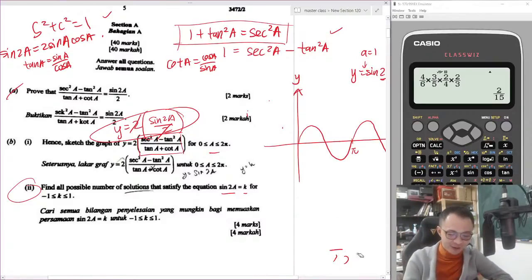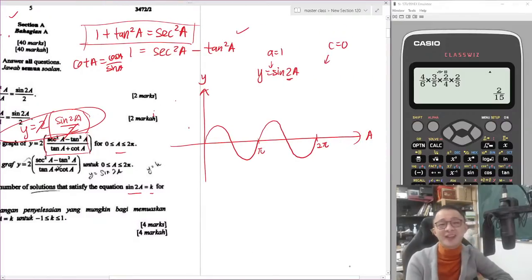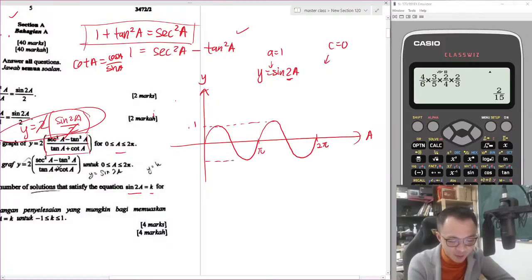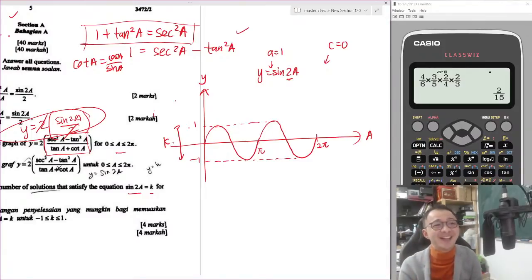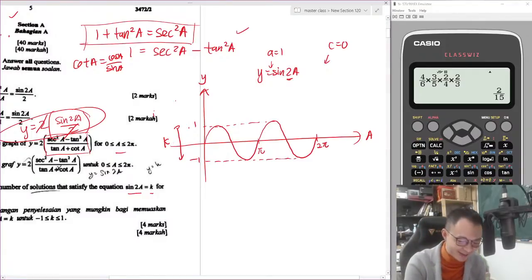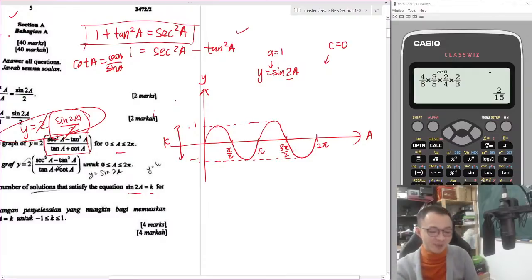Now they tell me k is between -1 and 1. So if I check my graph carefully, because the amplitude is 1, I know my maximum here will be 1 and my minimum here will be -1. So they tell me k will be within here, between 1 and -1. For the exam, you need to write 1 and -1. Just now I didn't write it. And normally I will label this one as pi over 2, this one is 3 pi over 2. Normally I will label as many as possible.